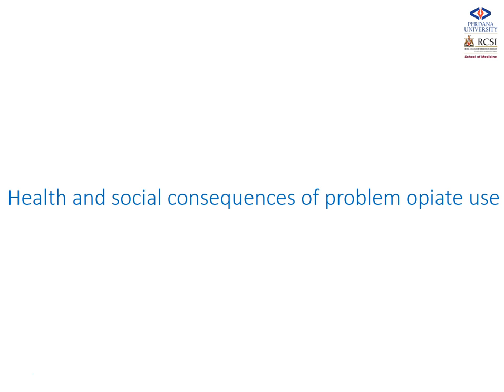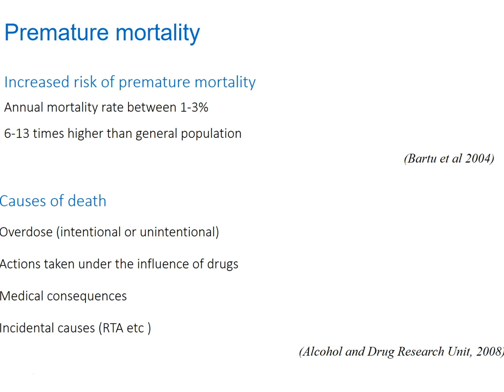What about the health and social consequences of problem drug use? Well, first of all, there's premature mortality, and the annual mortality is up to 3%, which is up to 13 times higher than the general population. The causes of death tend to be overdose, either intentional or accidental, or actions taken under the influence of drugs. There may be medical consequences such as infections like HIV, hepatitis C, and the consequences of those. And there may also be incidental causes such as road traffic accidents, etc.